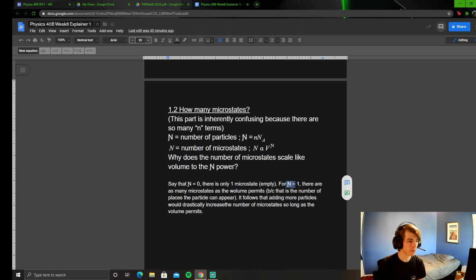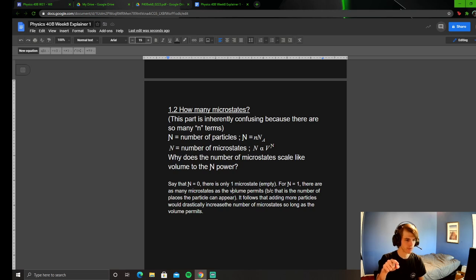Where there's one particle, there are as many microstates as the volume permits, because it could be here, here, here, anywhere in the volume. It just has to be in that space. So it makes sense for the number of microstates to scale with the volume, with the power to the volume, because as you're adding more particles, there just becomes a lot more possible microstates.